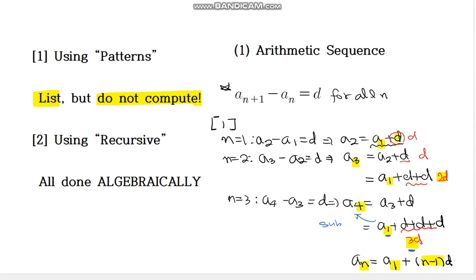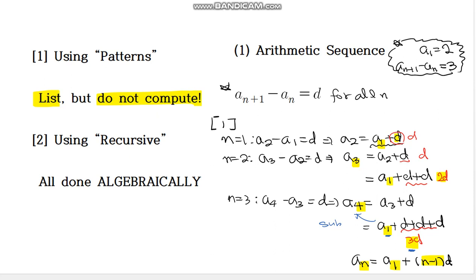Okay? And all right, I hope you practice this with a real sequence. For example, I'll give you a practice where a(n+1) minus an is 3, and a1 is 2. Work this out and tell me what you get down in the comment section below.